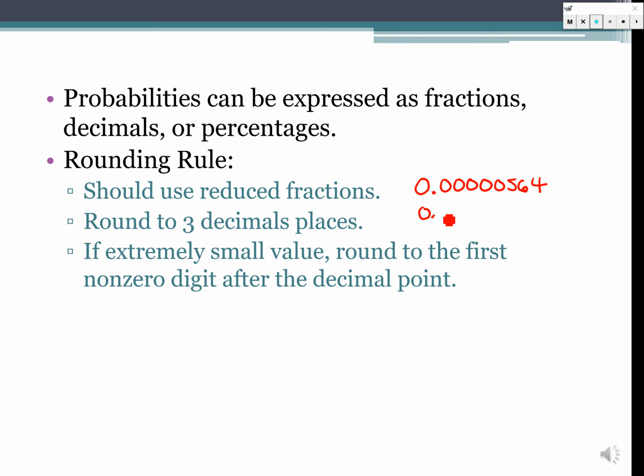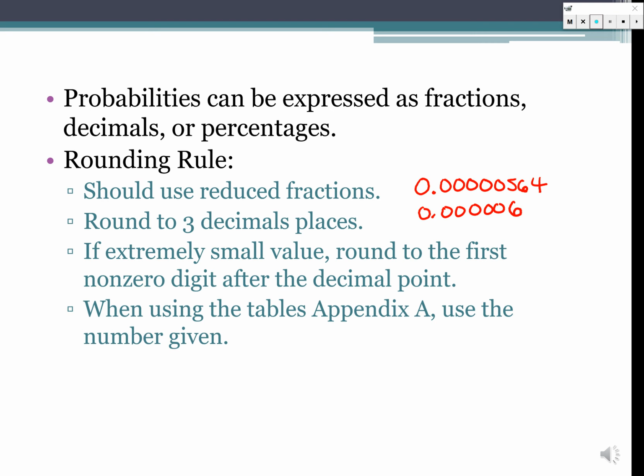So you would keep all your zeros, and then you'd round it to a 6. That's what we mean by the first non-zero digit, not the first non-digit, the first non-zero digit after the decimal point.